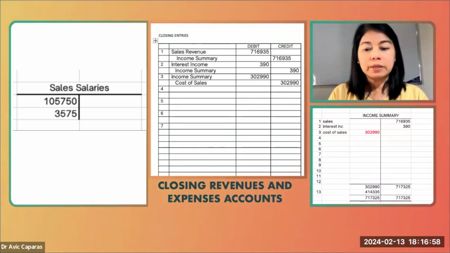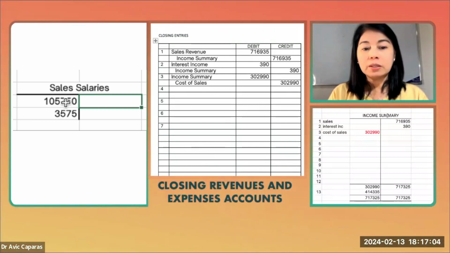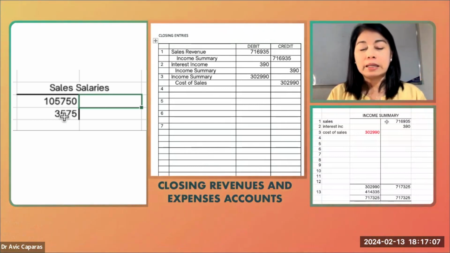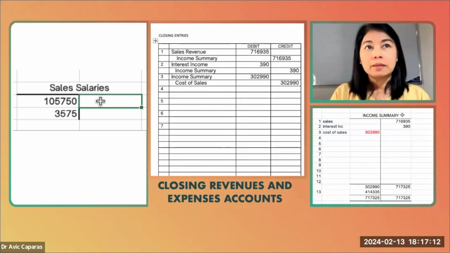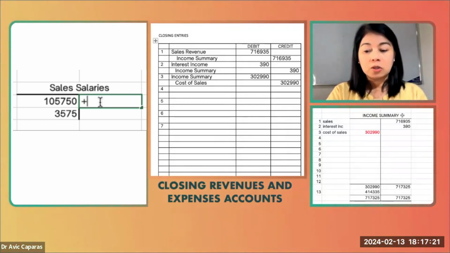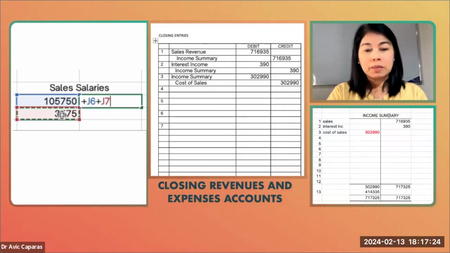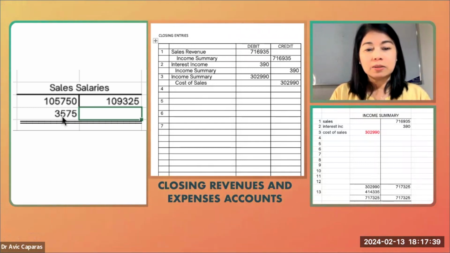And then the next one that we have here is sales salaries. So there are two entries. One is really what we have paid for, and the next was an adjusting entry for what has been accrued, what is already considered as expense but not yet paid. So that is already an expense. So this one plus this one. So we will debit income summary for 109,325 and credit sales salary for 109,325. And with that, we're closing that account.